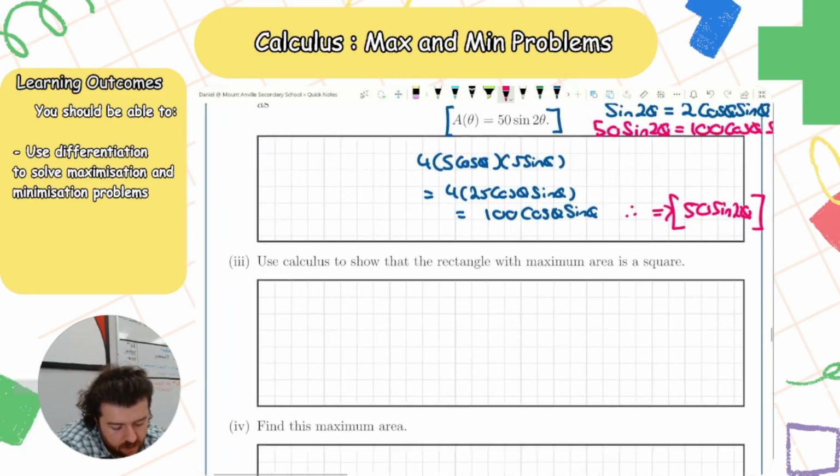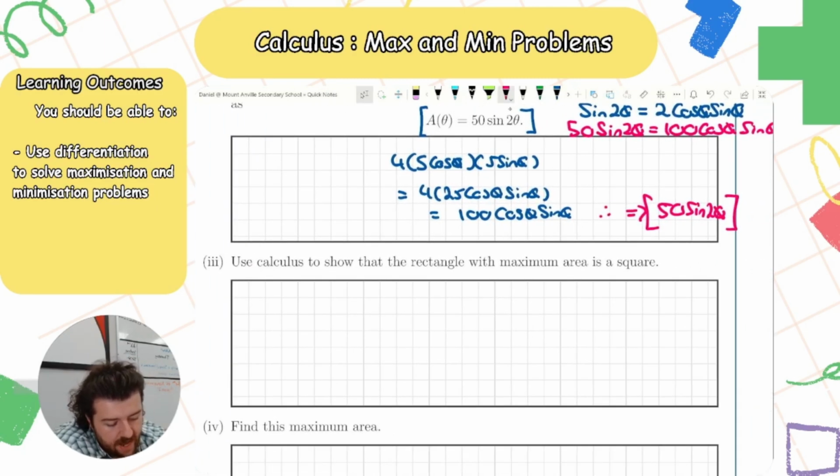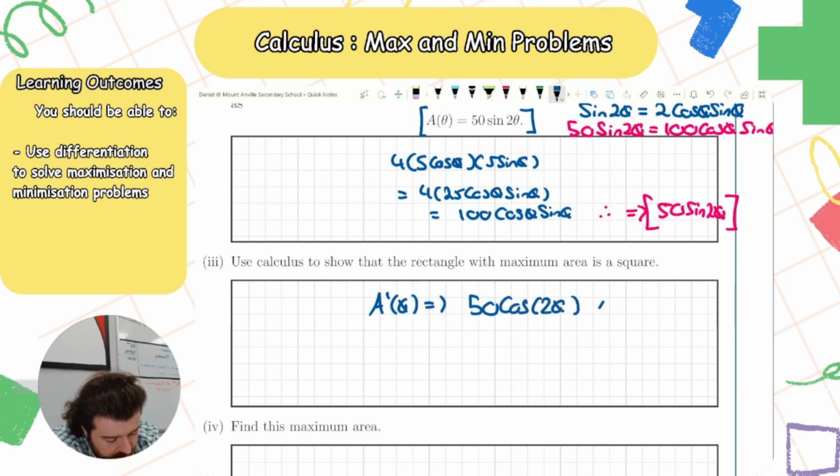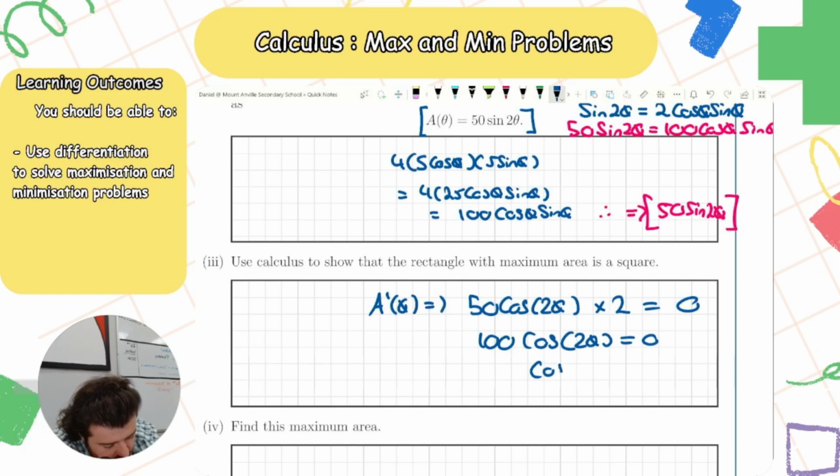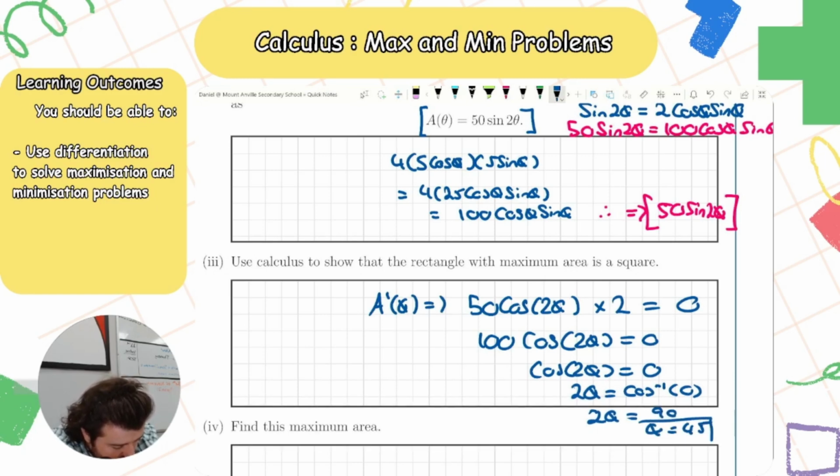Stunning. Use calculus to show that the rectangle with the maximum area is a square. So I need to differentiate this and let it equal 0, and solve for the angle here. So that would be equal to 50 cosine 2 theta times the derivative of the angle, which is 2, is equal to 0. 100 cosine 2 theta is equal to 0. Cosine 2 theta is equal to 0. 2 theta is equal to cosine inverse of 0. 2 theta is equal to 90. Theta is equal to 45.